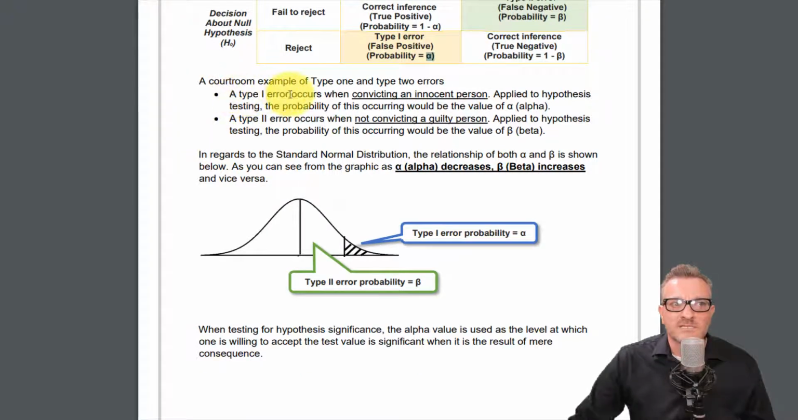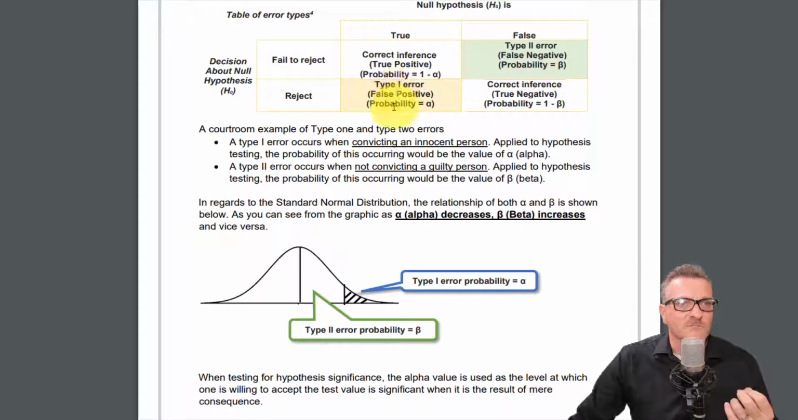A courtroom example of type 1 and type 2 errors. A type 1 error occurs when convicting an innocent person. So a type 1 error right here. Applied to hypothesis testing, the probability of this occurring would be the value of alpha. And then type 2 error. A type 2 error occurs when not convicting a guilty person. So this is kind of like the refrigerator example.